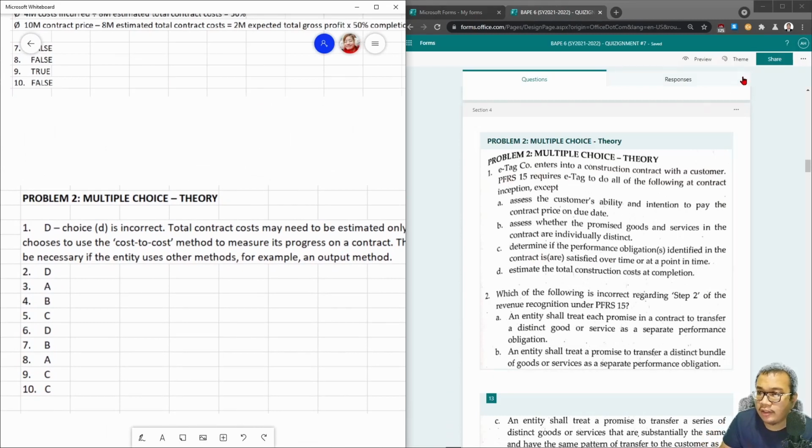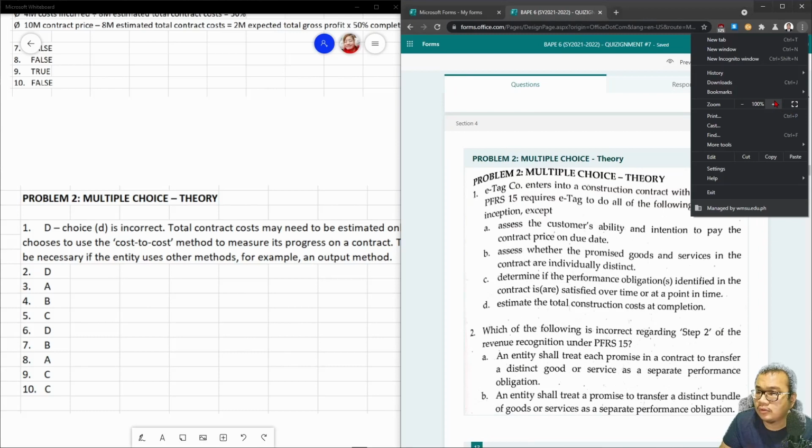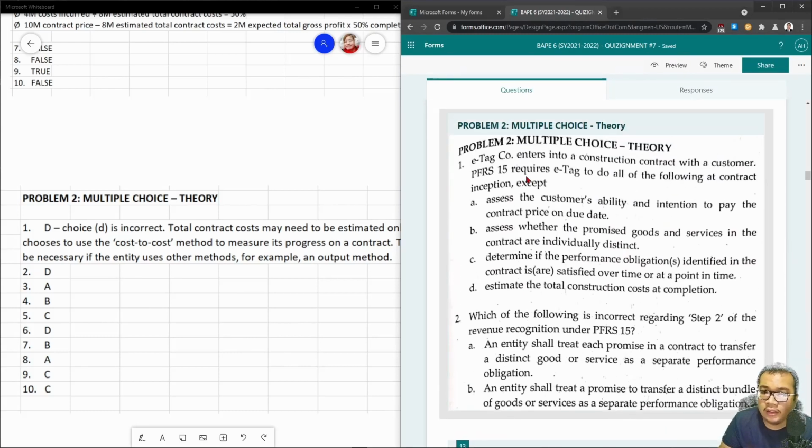Itag Ko enters into a construction contract with the customer. Under PFRS 15, it requires Itag to do all of the following at contract inception except for what? Basahin natin. A, assess the customer's ability and intention to pay the contract price on the due date. Kailangan gawin. Letter B, assess whether the promised goods and services in the contract are individually distinct, di ba? Para sa kung single performance obligation yan or multiple.